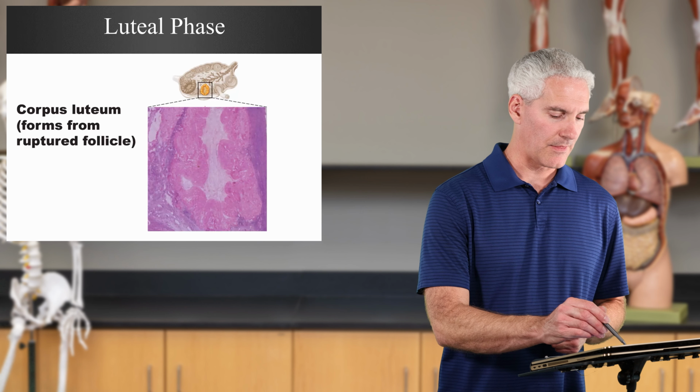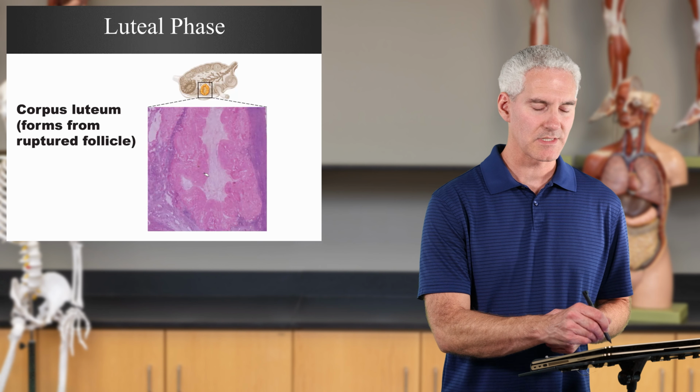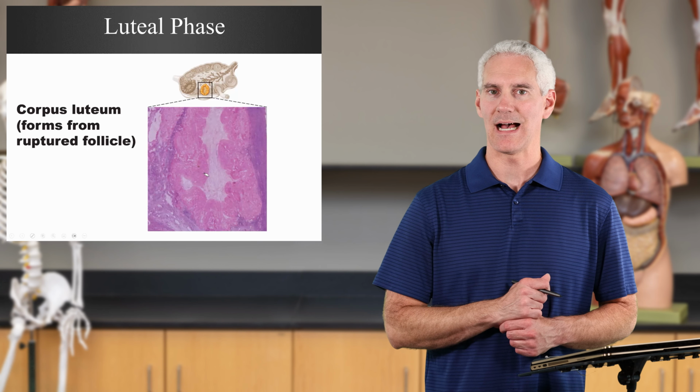Now we're looking at here, this tissue is going to be the corpus luteum. That's what's left over after ovulation occurred. So looking at some of the different phases of the ovarian cycle, from the first 14 days to the second 14 days, follicular to luteal phases.